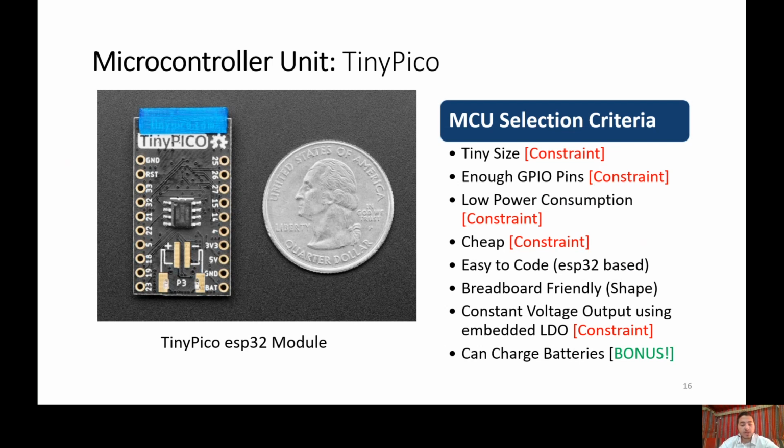The microcontroller is called the TinyPico ESP32 module, which satisfies our selection criteria. First, it has a very small size, as you can see. It's barely bigger than a coin. It has enough general input-output pins. It consumes low power and has a cheap cost. It can be coded easily. It's breadboard friendly, which is very important for our case, as it can be connected easily to the breadboard to be tested before it's fixed on the printed circuit board. It has constant voltage output using an embedded LDO, and finally, it can charge a battery if needed, which is great as well.